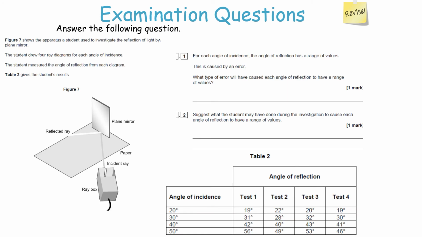Next question. Figure 7 shows the apparatus a student used to investigate the reflection of light by a plane mirror. The student drew 4 ray diagrams for each angle of incidence. The student measured the angle of reflection for each diagram. Table 2 gives the student's results.